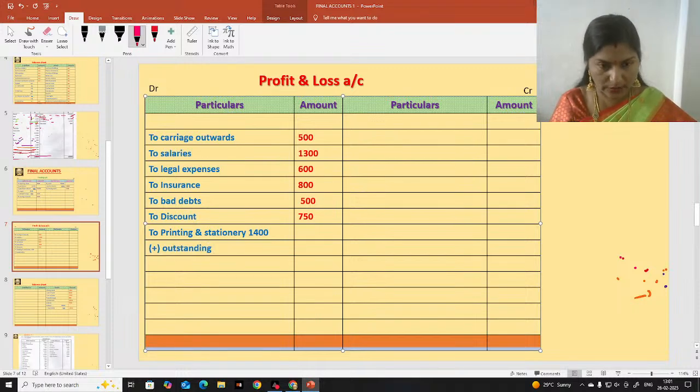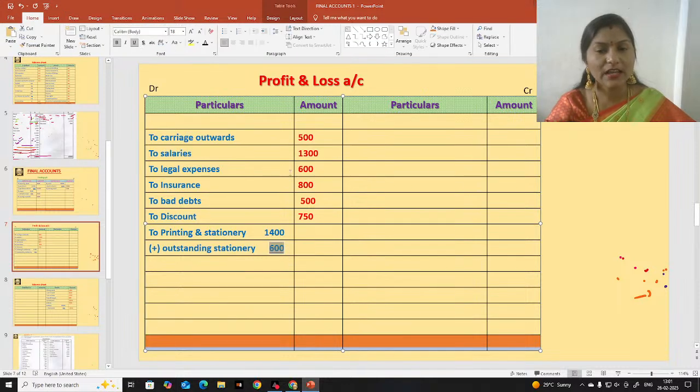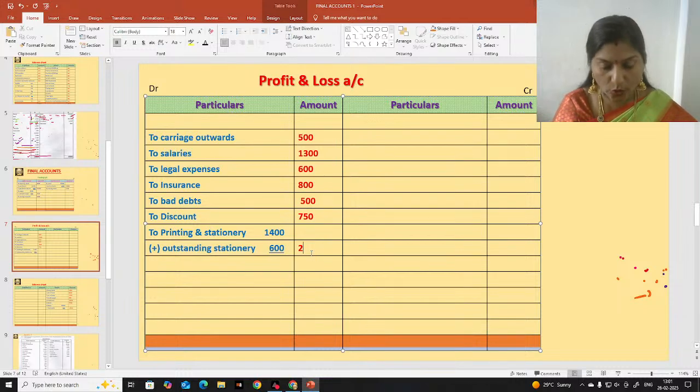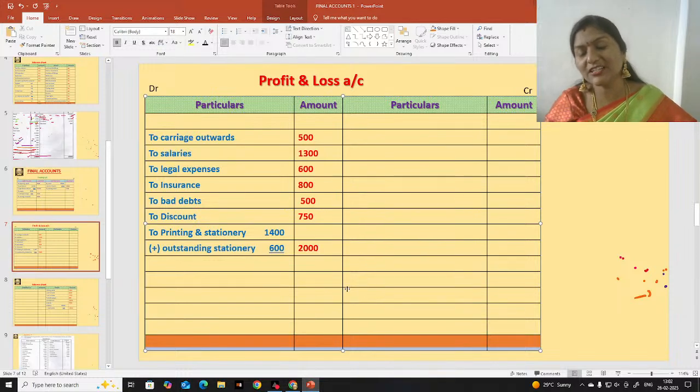If you want to write, you can write completely outstanding stationery. Okay, so outstanding stationery, how much they gave? They gave 600. So let us record 600 under that. Why we added? Because always outstanding should be added, prepaid should be deducted. So here I added outstanding stationery. So if you want to write, you can write that addition down, but I am writing that amount, total amount in the amount column 2000 rupees. 1400 plus 600, 2000.